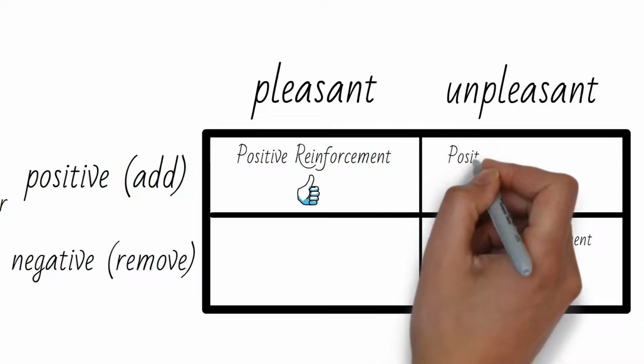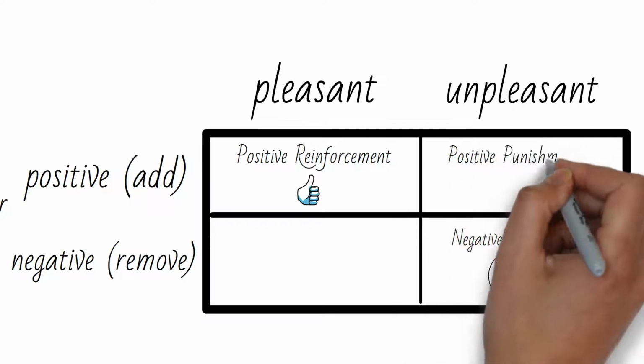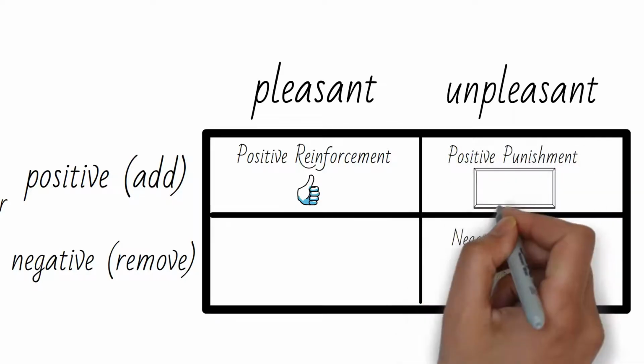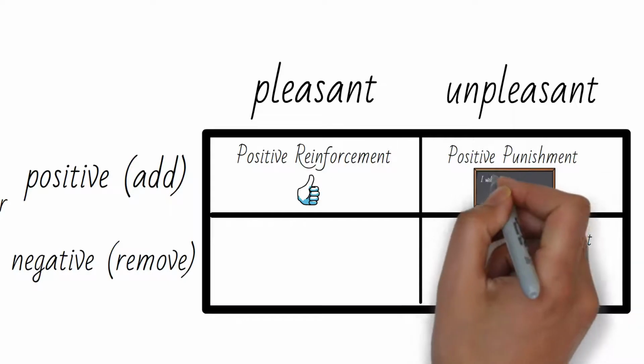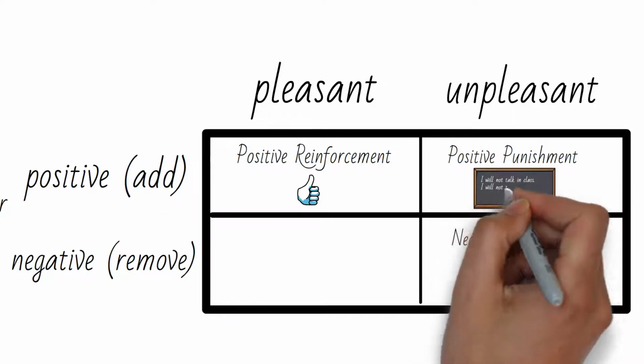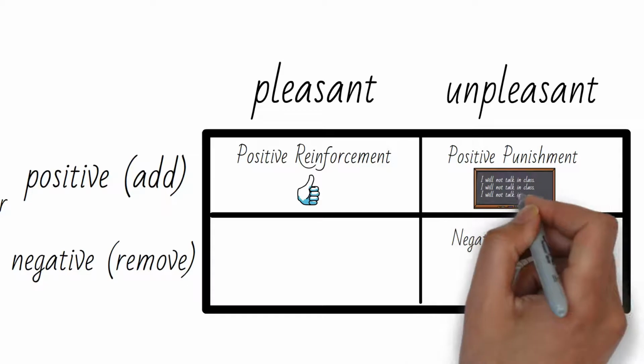Adding something unpleasant results in positive punishment. For example, writing several sentences stating "I will not talk in class" should decrease the likelihood of someone talking in class.